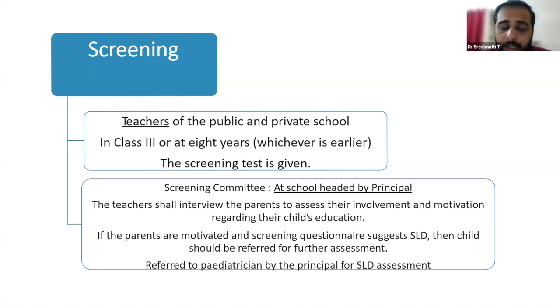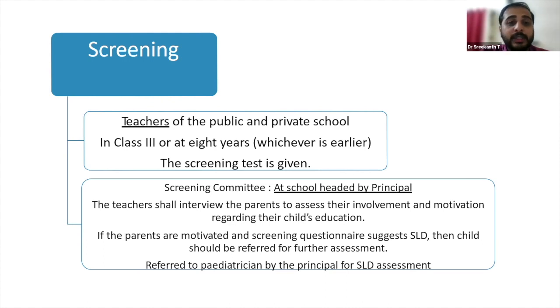So as per the new rules, the RPWD Act clearly says that teachers of public and private schools, in class three or at 8 years, whichever is earlier, have to be trained adequately to identify and understand any form of specific learning disability. There should be a committee at every school where the principal will be the chairperson. If a teacher identifies that a child has a specific learning disability, maybe a difficulty in maths, then they have to sit with the child and understand how much difficulty the child is having.